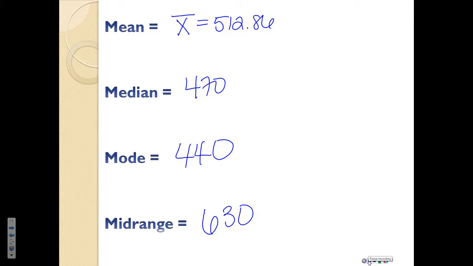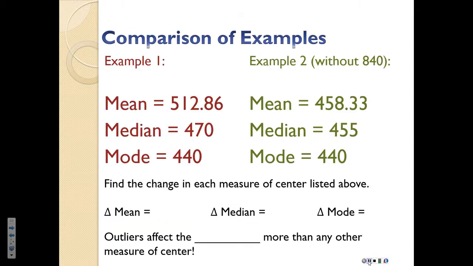And I want to show you an easy way to get your answers, okay? So I believe that you should have had 548.33, right? That's your new mean. Then you had 455 for your new median. And then your mode did not change, right? Oh, let me add in the mid-range. I left the mid-range off the PowerPoint up here.